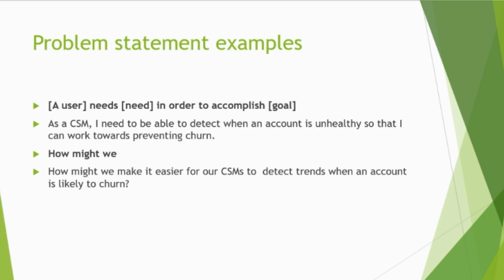Or you could always use how might we statements, which is how might we make it easier for our CSMs to detect trends when an account is likely to churn. Now, the how might we problem statement is useful in workshops where you're trying to come up with a solution, where you're trying to ideate around what could be a solution for this. So we have this problem, how might we, and then we're going to talk about the solution.